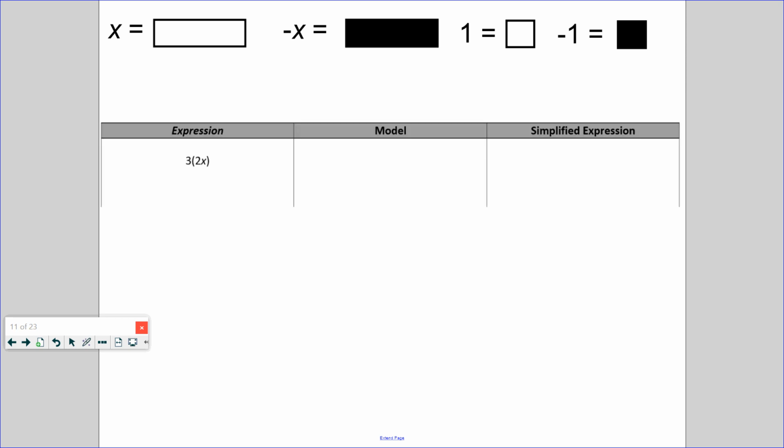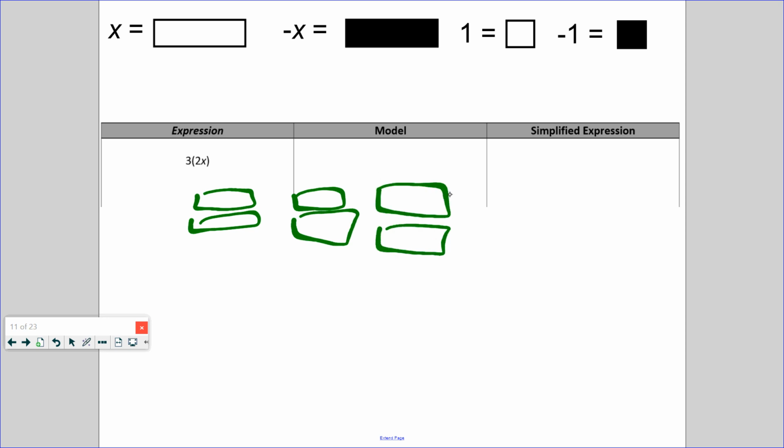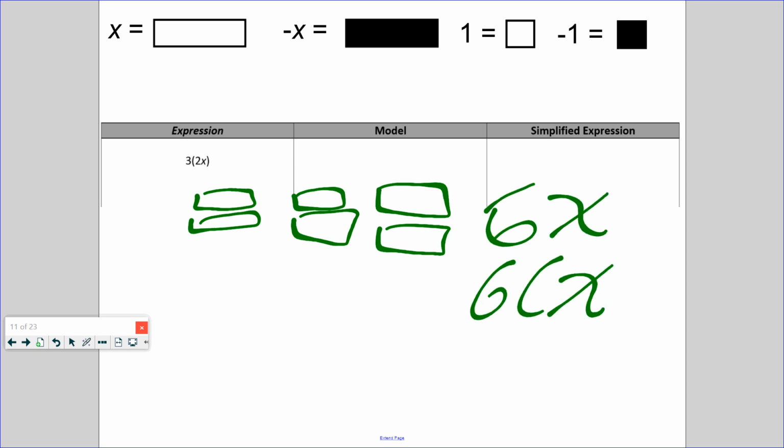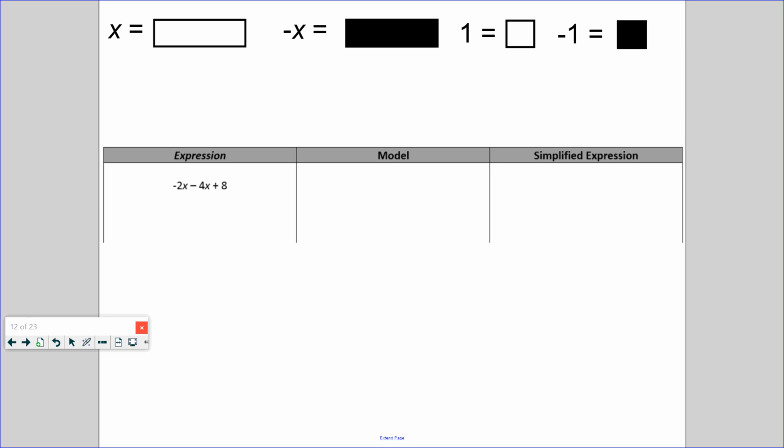Next one. That's 3 groups of 2x's. So I see a 2x. I see another 2x. Another group of 2x. So 3 groups of 2x. So how many x's did I draw? I drew 6 x's, or 6 groups of x. But which one is more simpler? 6x is more simpler.